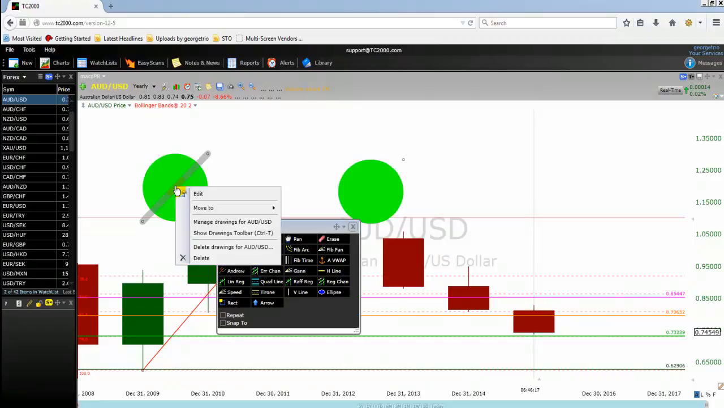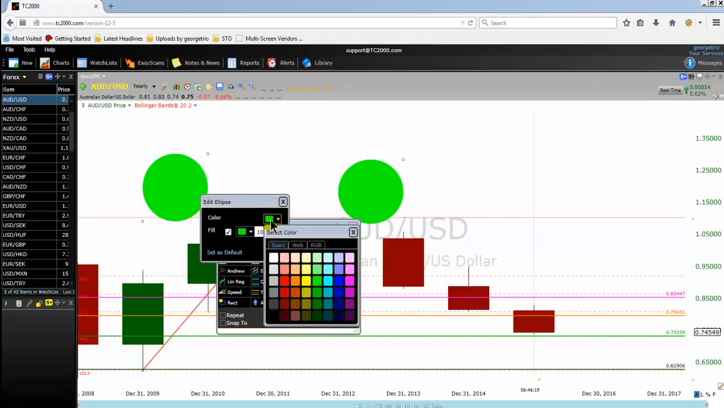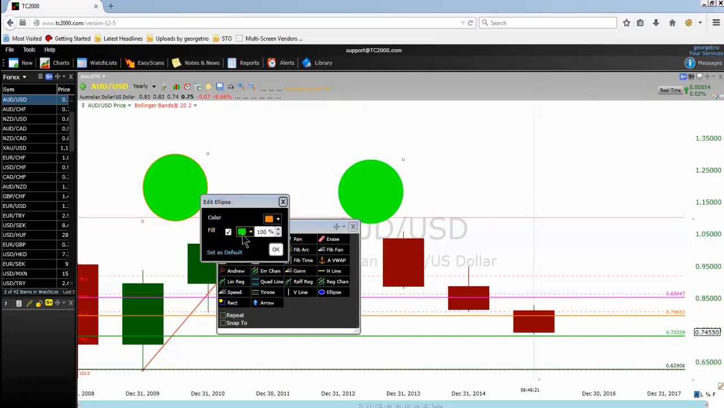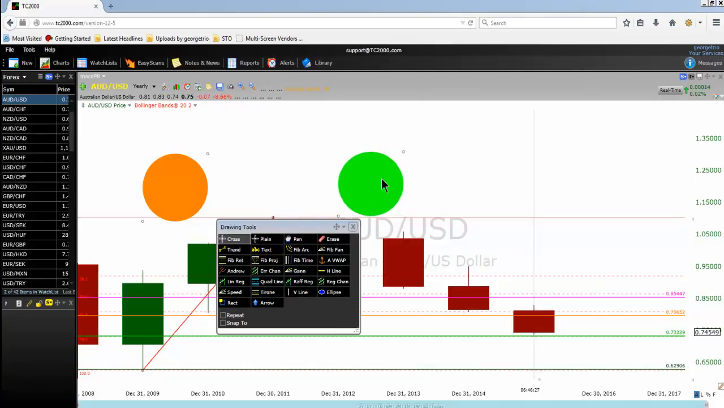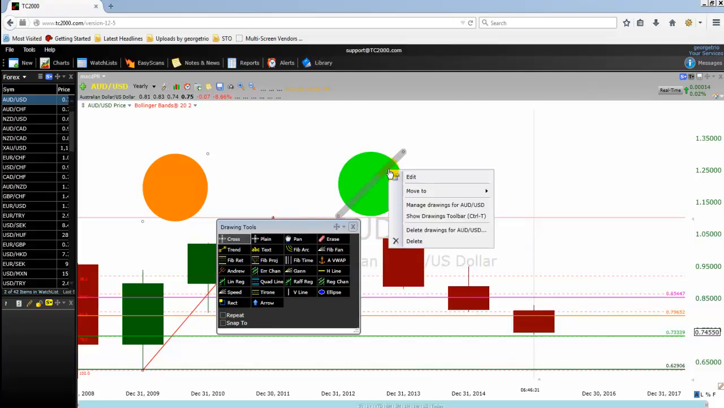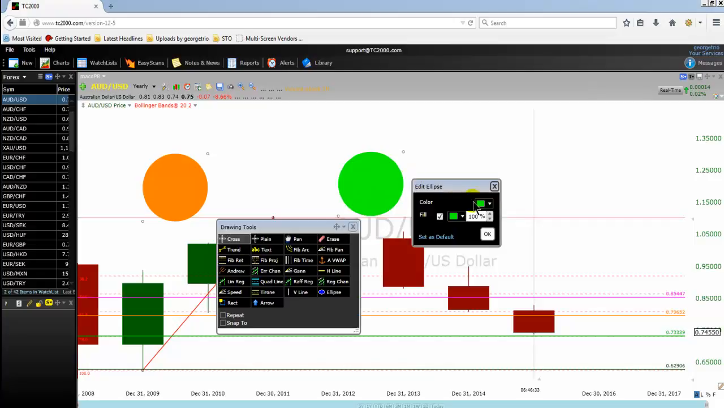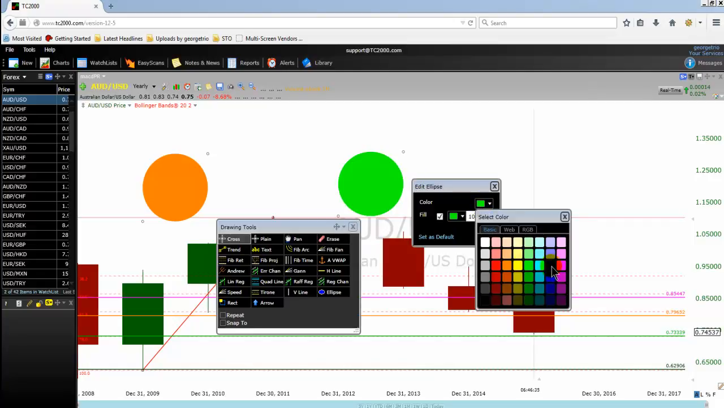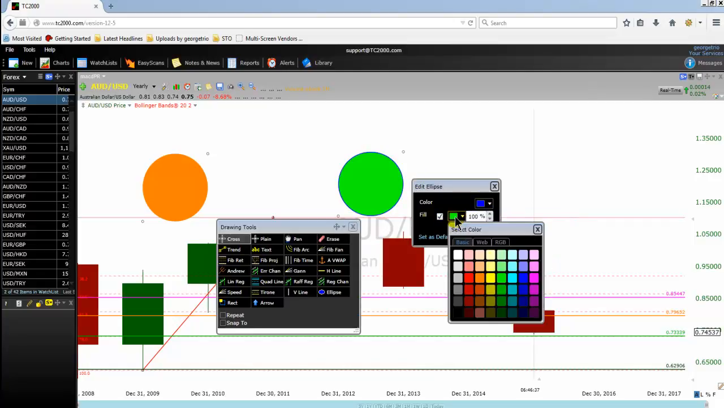So suppose I'm going to color this one in orange. This is the economy in Australia. And the green one, this is colored in blue, to represent the economy in the United States. Pay attention carefully, all right.